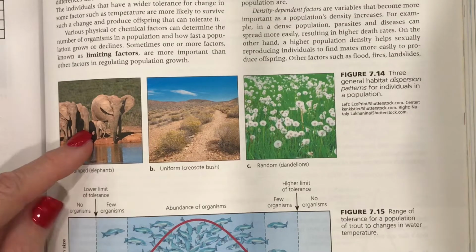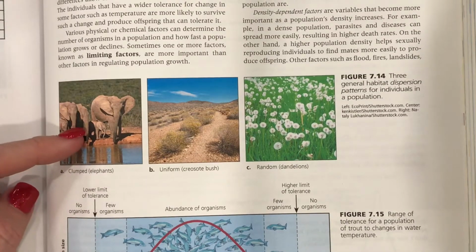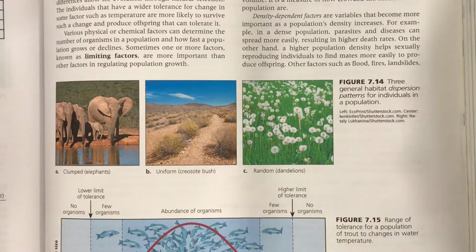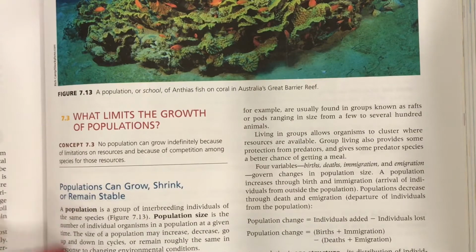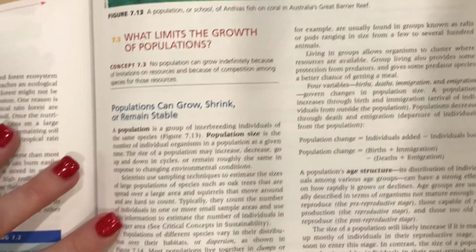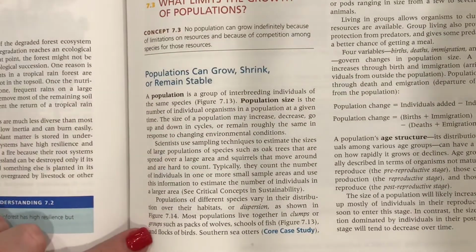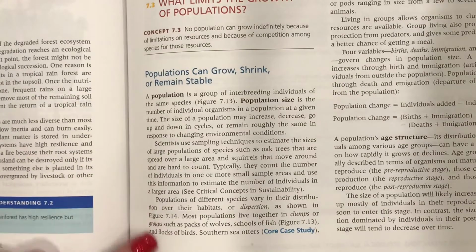What is the most common type of distribution? That's absolutely going to be your clumped distribution. I'm just trying to find the verbiage on that, for those of you who want to read, it's right here.